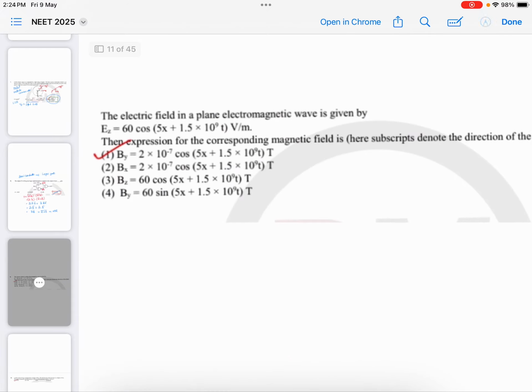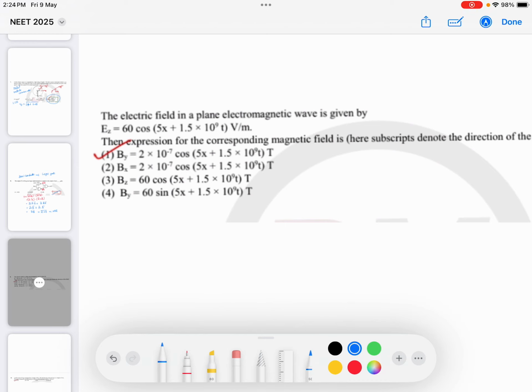Next question, which belongs to the electromagnetic waves chapter. Here they are giving the electric field of a plane electromagnetic wave as E is equal to 60 cos 5x.